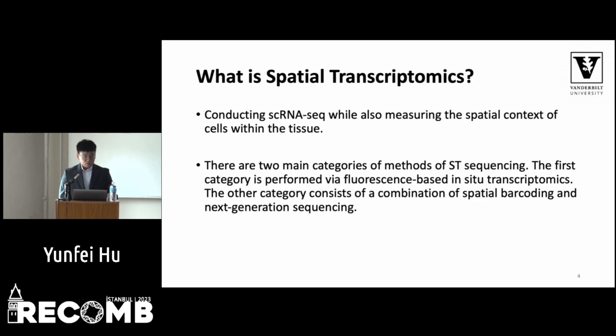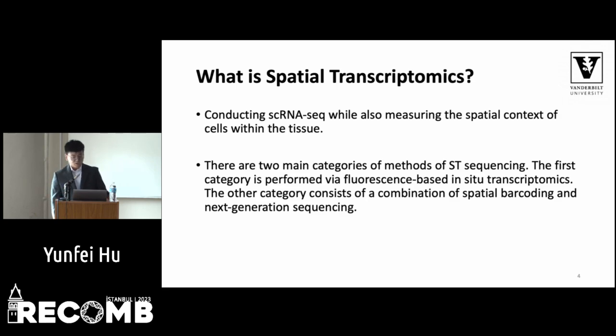So what is spatial transcriptomics? Spatial transcriptomics is a groundbreaking molecular profiling method that allows scientists to measure all the gene activity in a tissue sample and map where the activity is occurring. So basically, ST allows us to conduct scRNA sequencing while also measuring the spatial context of cells within the tissue. Since 2020, this ST technology has been changing the way we understand complex tissues.